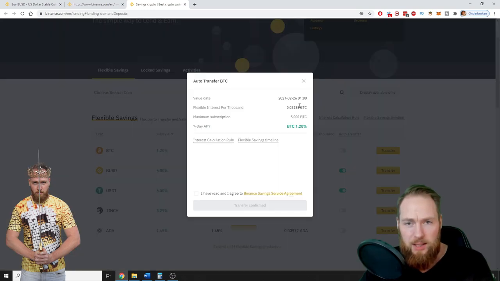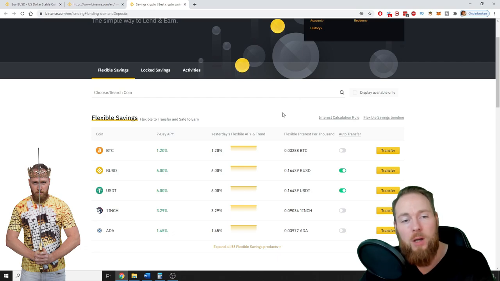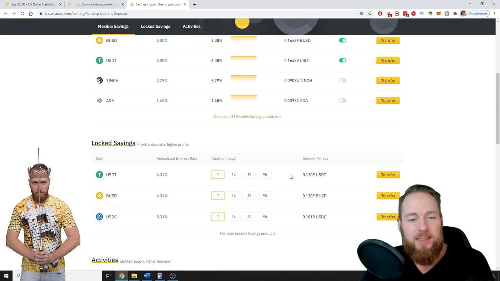Flexible interest per 1,000, maximum subscription 5 Bitcoin. On 7 days, I can make 1.2%. Then I've read and I agreed to Binance Savings Service Agreement. And then you click on Transfer Confirmed and voila! In one move, you are earning interest on your cryptocurrencies.